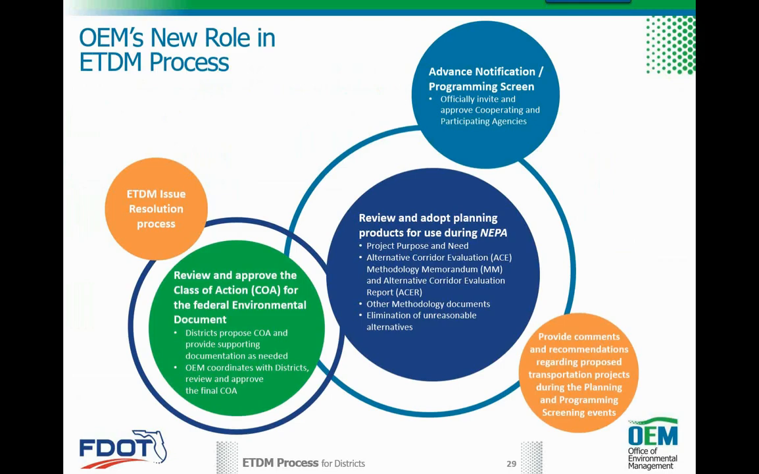We're talking about things like an approval of the purpose and need, an approval of the methodology memorandum under ACE, which I just talked about. If there are alternatives that can be eliminated as being unreasonable, that's again an approval that would shift over to the OEM staff. We talked about approving cooperating and participating agencies. Ultimately, the environmental class of action for the federal documents, those type 2s, EAs, and EISs, traditionally would go to FHWA. Those will come to OEM instead.